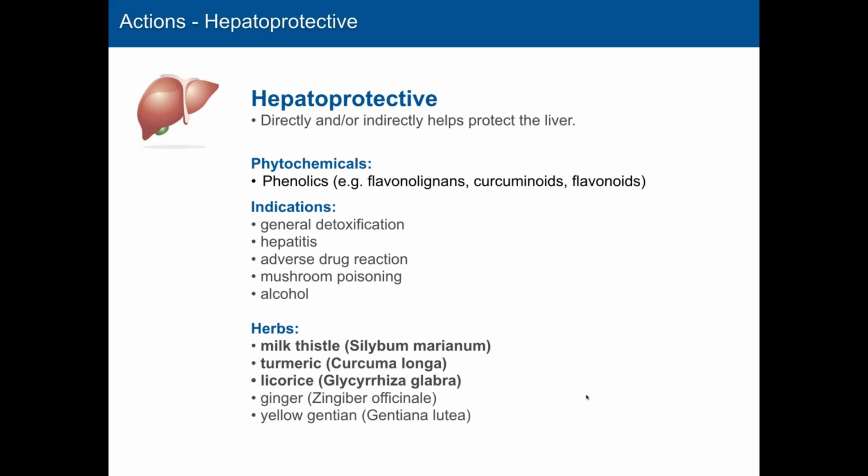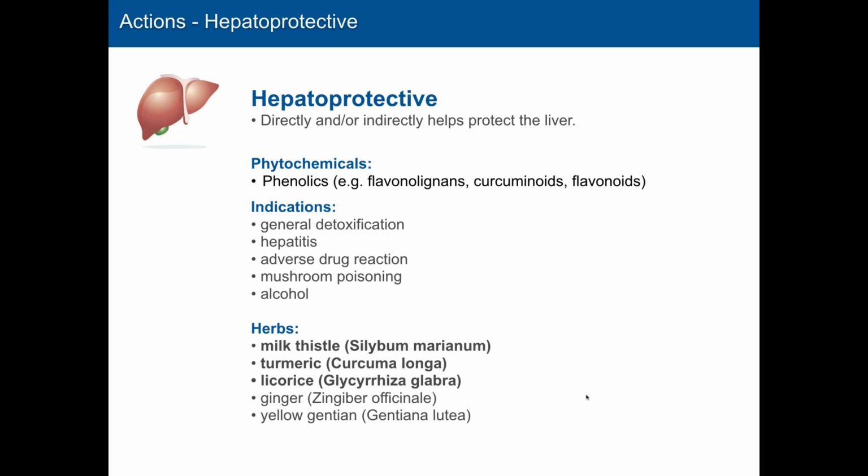So hepatoprotective is pretty self-explanatory. It's a substance that's going to help to protect the liver from some sort of chemical injury. Generally speaking, phenolic compounds tend to have a hepatoprotective effect because they act as antioxidants. And so the flavonolignans that we talked about earlier on, like the silymarin, which is found in milk thistle, has a direct hepatoprotective effect because those phenolic compounds help scavenge free radicals.